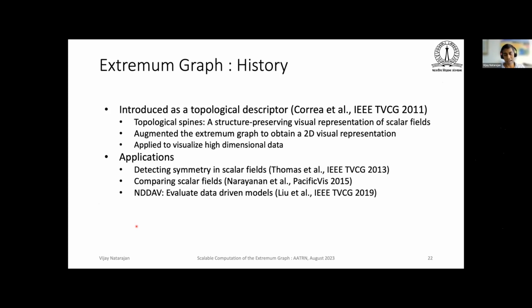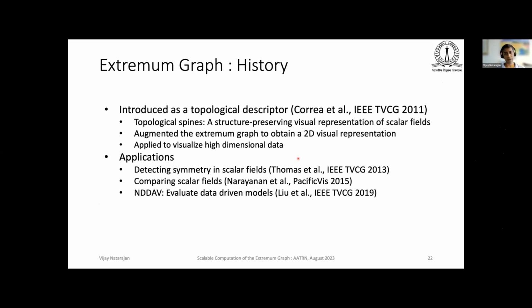The Extremum graph as a data structure has been studied in the past 10 years. It was introduced initially as a topological descriptor by Correa and others. And they introduced this with the motivation of visualizing high dimensional data, and they provided an interesting visual representation of the Extremum graph in 2D. And that allowed them to visualize high dimensional data via visual exploration of this 2D representation.